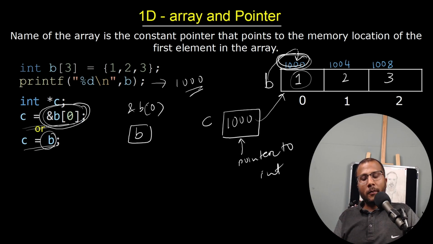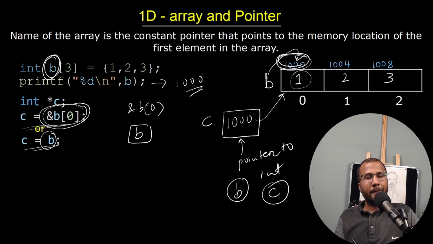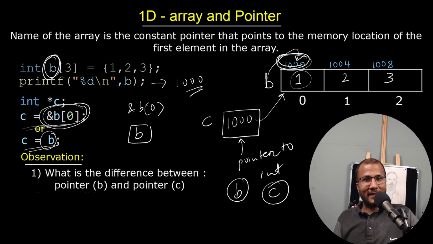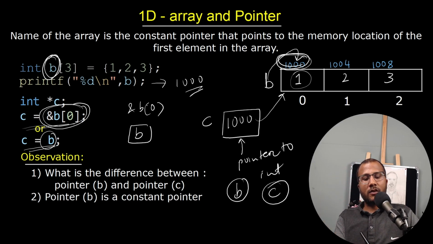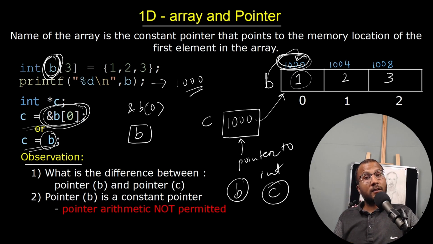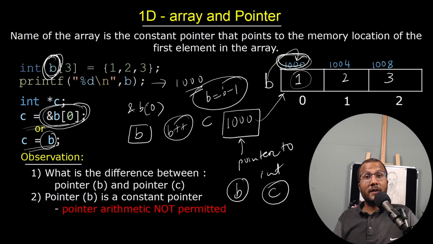So now you may be wondering, here we have two pointers. One is B and one is C. B is the name of the array, which is a constant pointer, and C is a pointer that we have created on our own. Right? Now what is the difference between pointer B and pointer C? Pointer B is the name of the array and pointer C is our own pointer. Now it's very simple. We have already noted down that pointer B is a constant pointer. That means no pointer arithmetic is permitted. Pointer arithmetic is not permitted on B. So you cannot do B++. You cannot write B = B - 1. All these things are not allowed because B is a constant pointer.